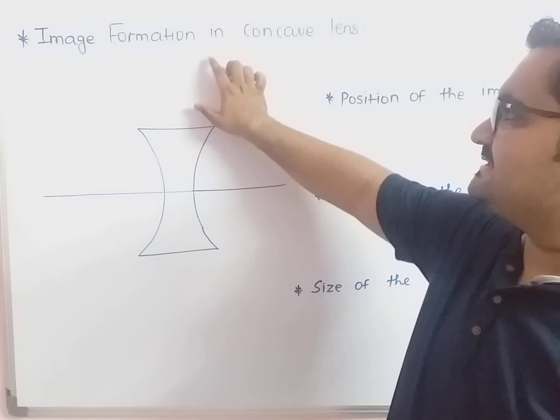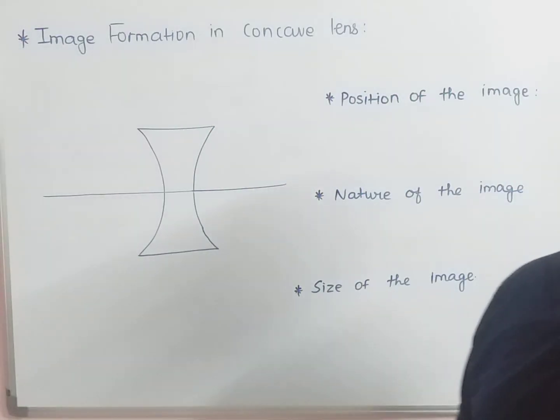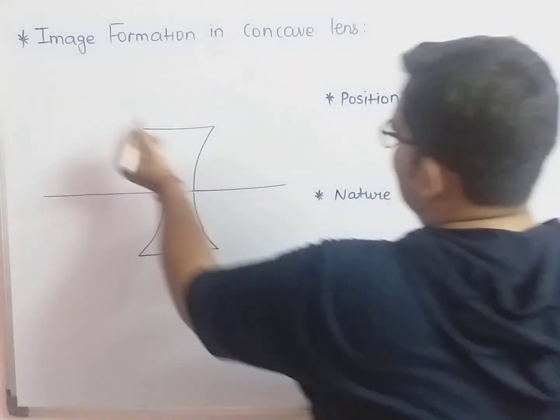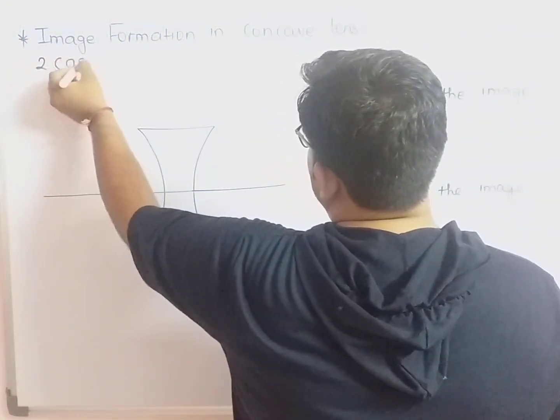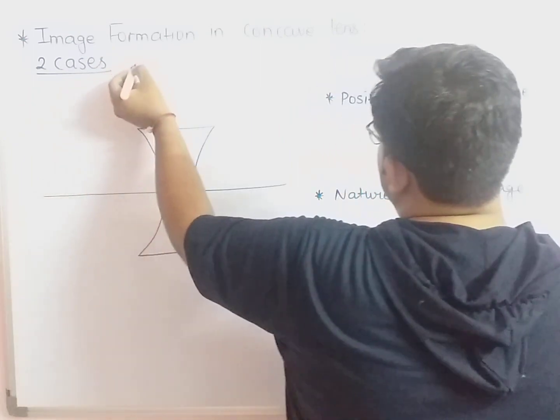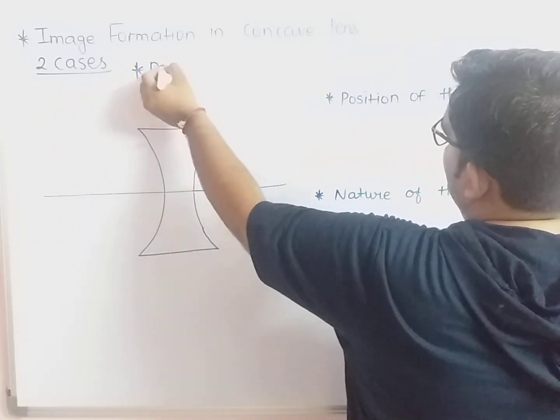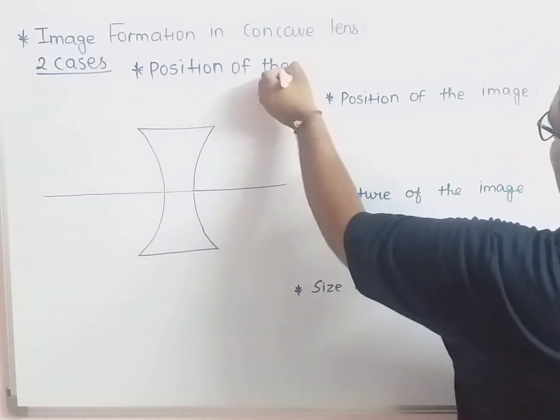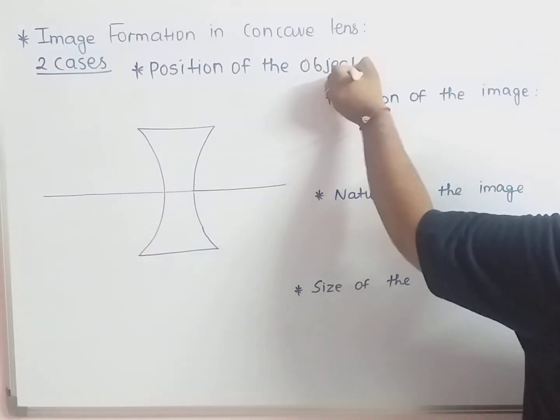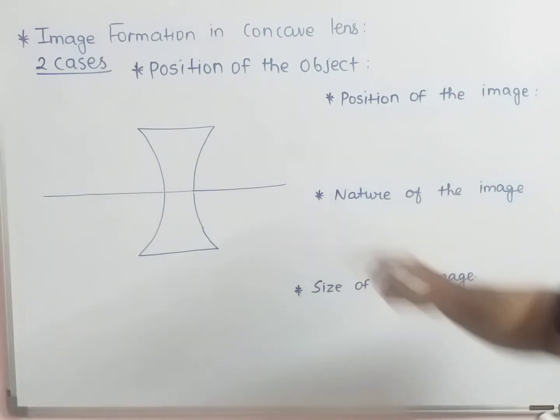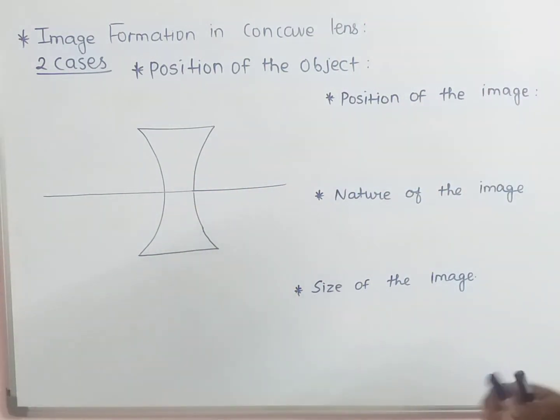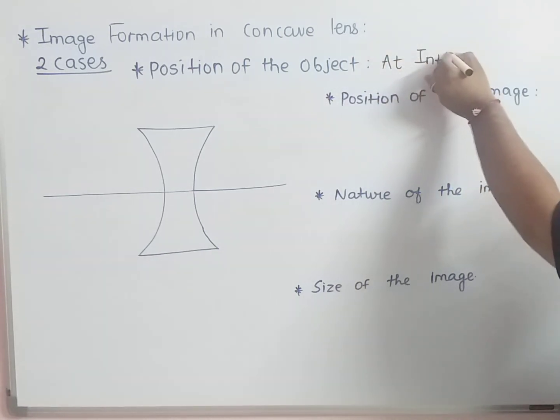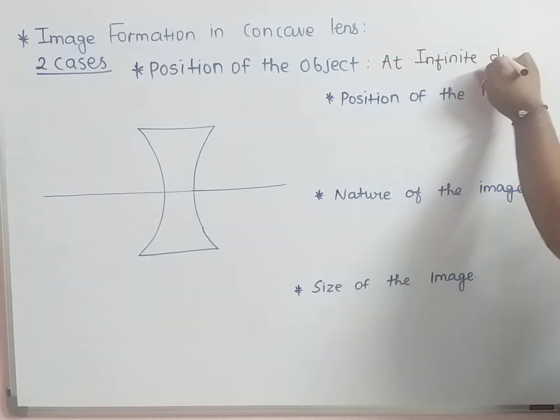Today we will discuss image formation in a concave lens. So dear students, there are mainly two cases, in which the first one is the position of the object. Okay, so the first case is when the position of the object is at infinite distance.